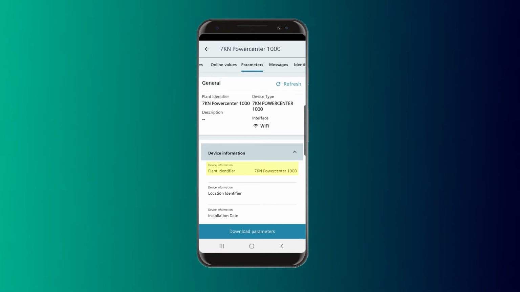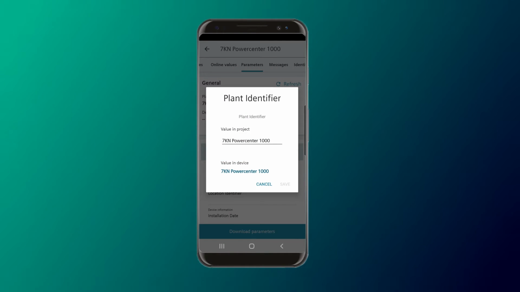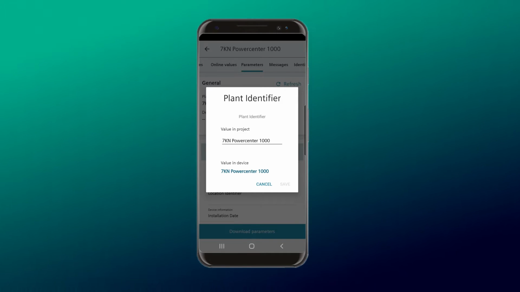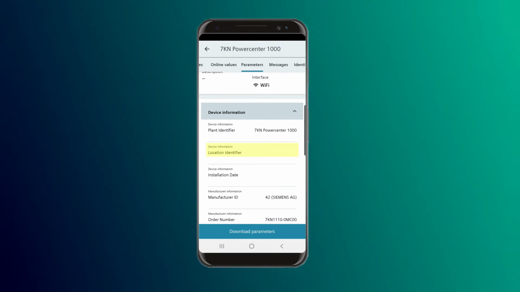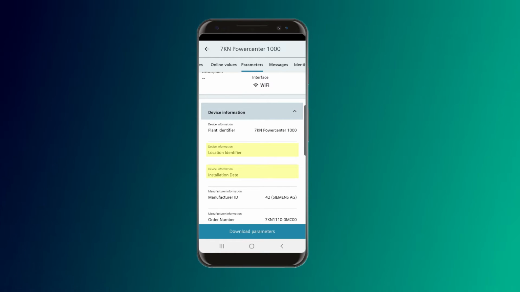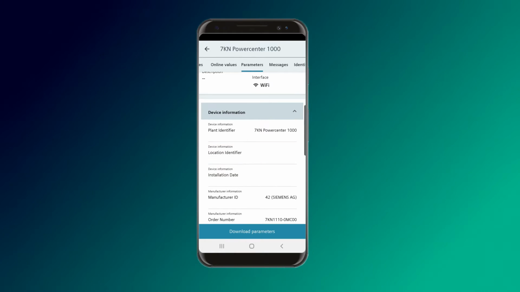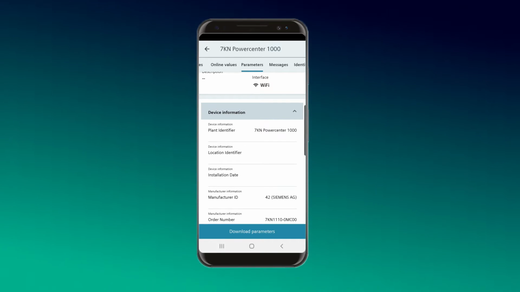The plant identifier is the editable name of each device. The assignment of a unique name is strongly recommended. The location identifier and the installation data are additional identification parameters. These are listed under the device information.